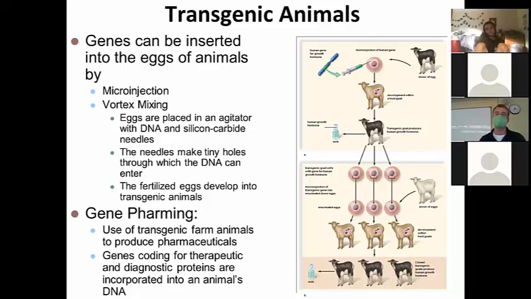Gene farming is the process used to produce transgenic farm animals that produce pharmaceuticals. Take a look at this. We're taking the gene for human growth hormone, we're micro-injecting it into a goat egg, and we're putting the goat into a surrogate mother. When the goat's born, we've got the gene in just the right place. This wouldn't happen automatically, but if we get it in the right place, the goat produces the human growth hormone protein in its milk.